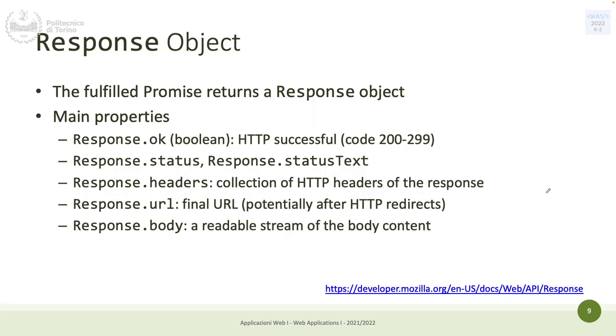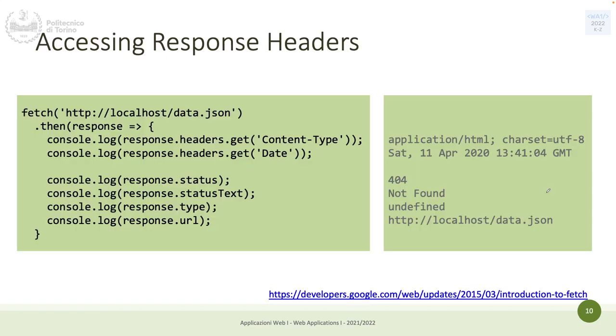Good. The response object, in addition to the body, has some other properties like ok, that gives us true if the HTTP response is between 200 and 299, false in the other case. We can also get the status or the status text if we want to go deeper, if we want to know if it's a 404, a 500, whatever. We can also get all the headers of the response, the final URL of the response, because maybe there are some redirects before. So maybe it's not the URL we requested, maybe it's another URL that provided the response. And also the body as a property, as a stream of content.